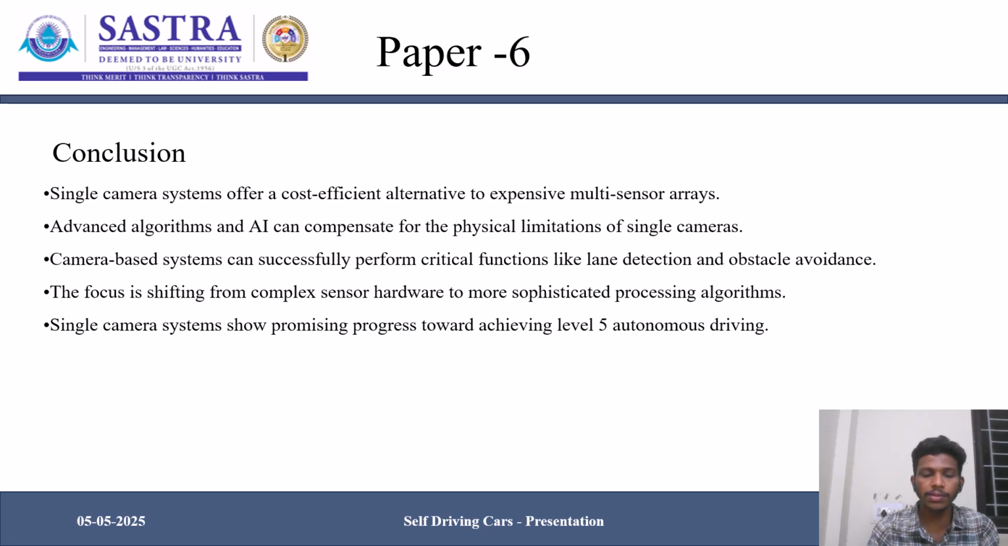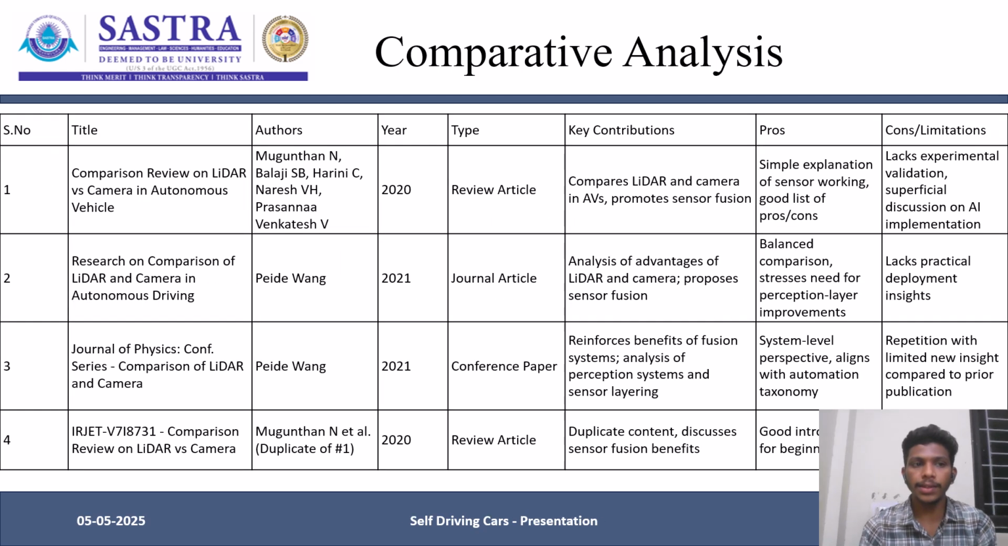The conclusion of this paper is that a single camera offers a cost-effective alternative to the expensive multi-sensor array, and advanced algorithms and AI compensate for the physical limitations of a single camera. They were successful in performing critical functions like lane detection and obstacle avoidance, but they lagged in far object detection. This is the comparative analysis of the first four papers.